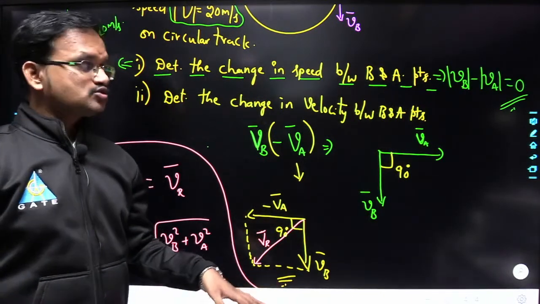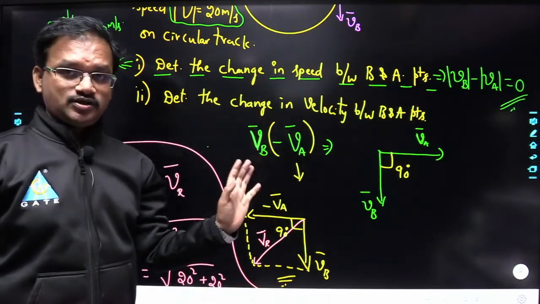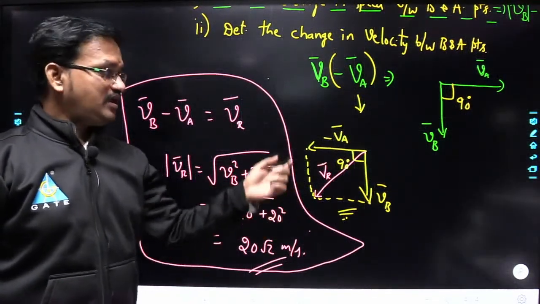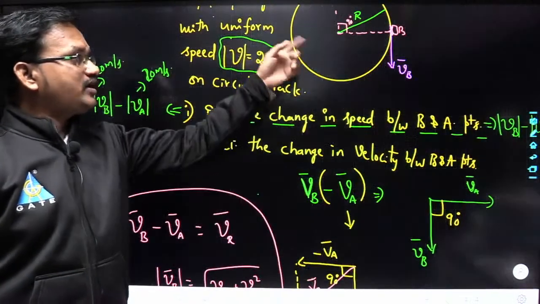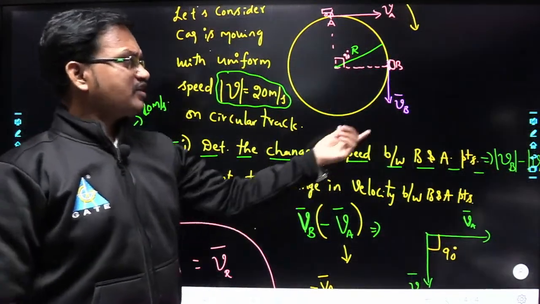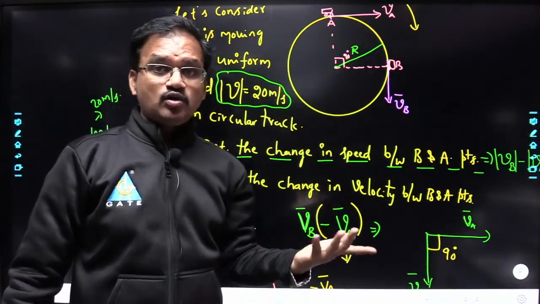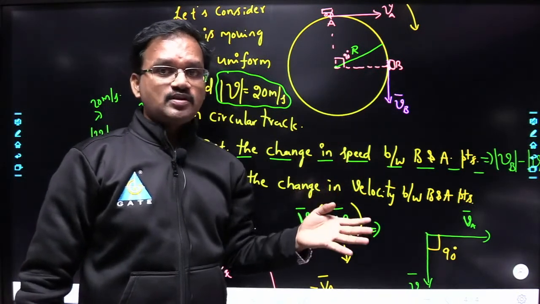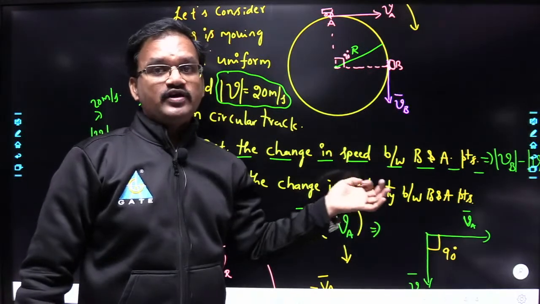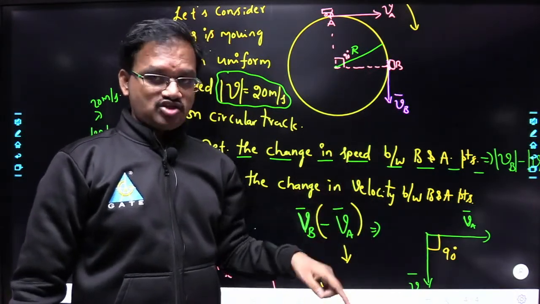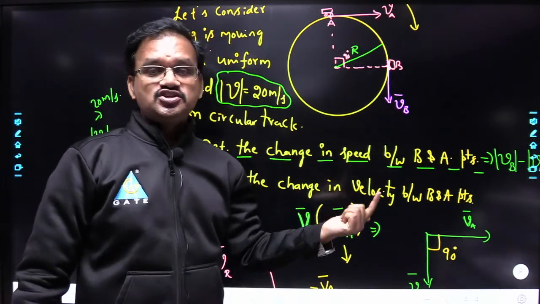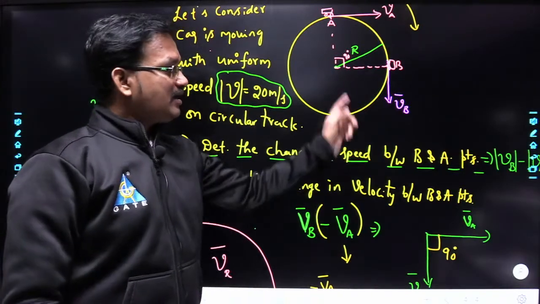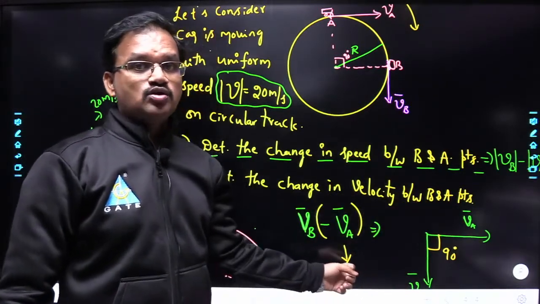Speed has only magnitude, whereas with velocity, even though the magnitude of velocity at each and every point is the same here, the difference between VB bar and VA bar is not 0, because it is vectorial summation. The vectorial summation will always depend upon the angle between those two vectors. So if the direction is changing, then the change in velocity is not equal to 0. Understood? But here the change in speed is equal to 0.